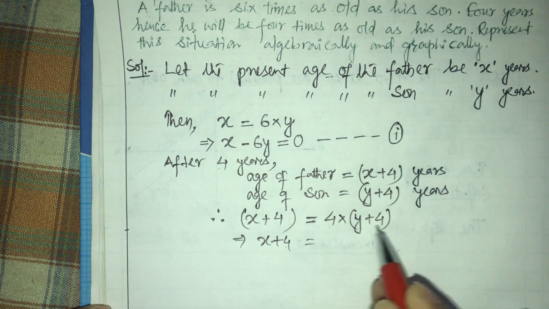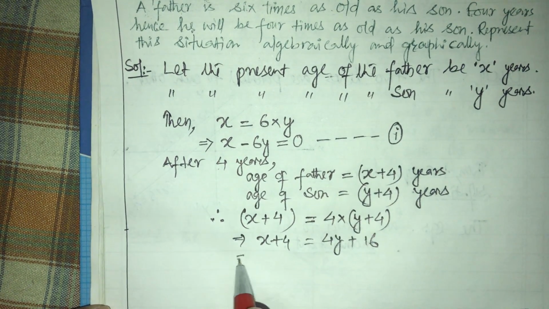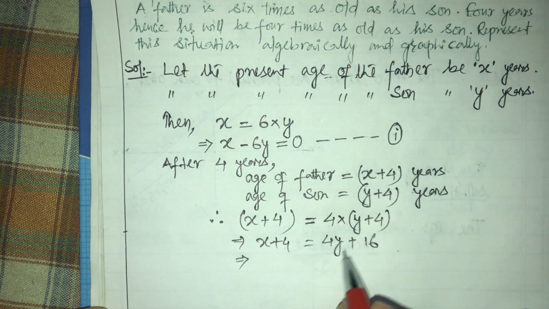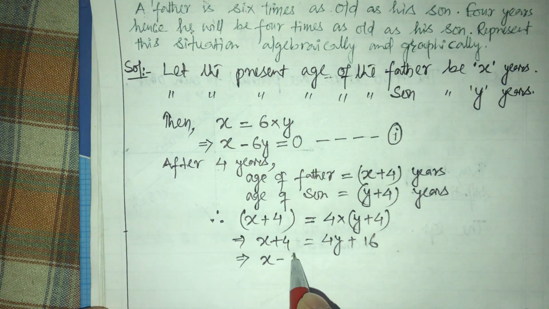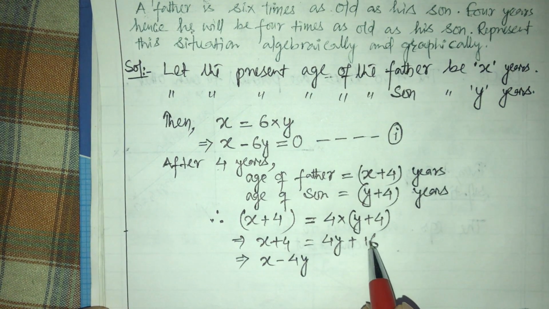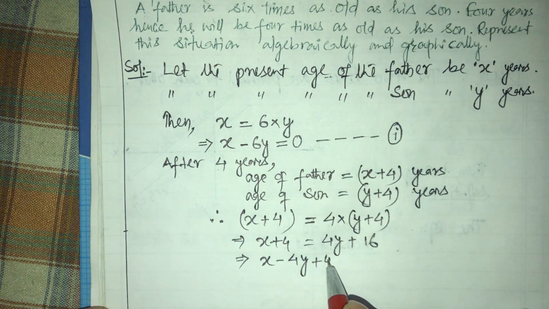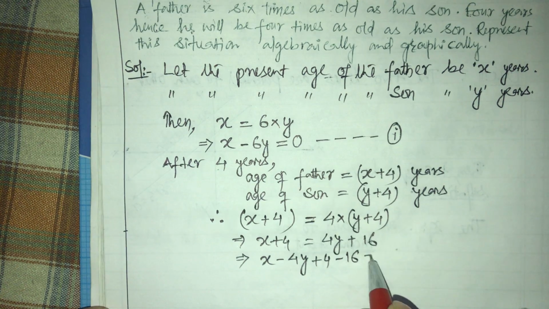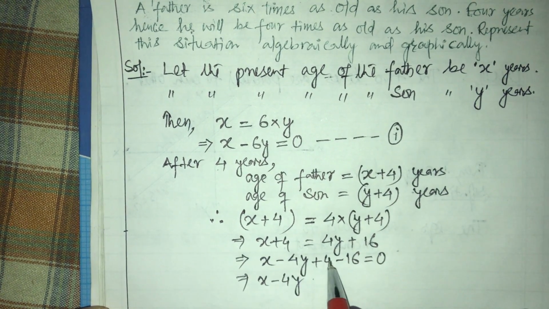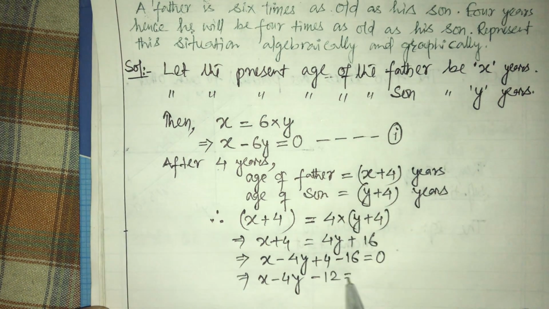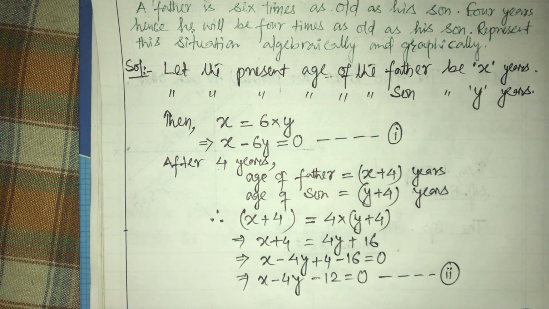Simplify it. x plus 4 equals 4 times y plus 4, which is 4y plus 16. Now we can write it in standard form. The 4y shifts here as minus 4y, and the 16 becomes minus 16, equal to 0. So we get x minus 4y, and 4 minus 16 gives minus 12, equal to 0. So this is your second equation. We got two equations.